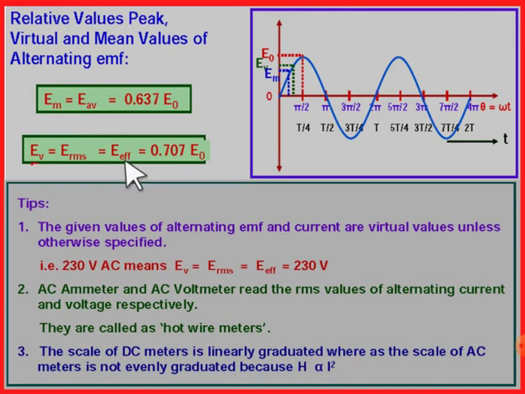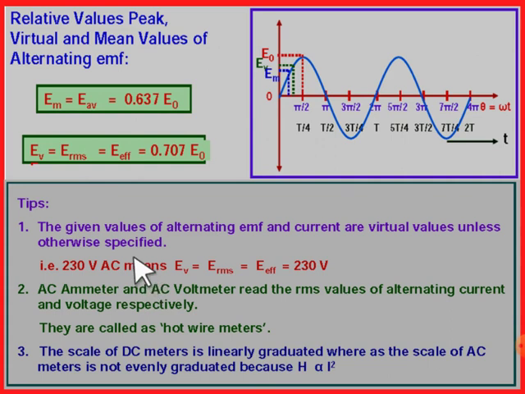So let's see some tips or some notes to be taken. The given values of alternating EMF and current are virtual values unless otherwise specified. If it is not stated that this is the mean value or average value, then we have to take it as the RMS value, which we call the virtual value. For example, 230 volt AC means that it is not the mean, rather it is your virtual or RMS value, or you can call it the effective value.